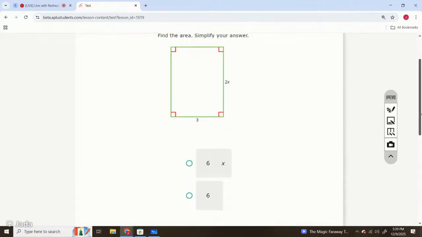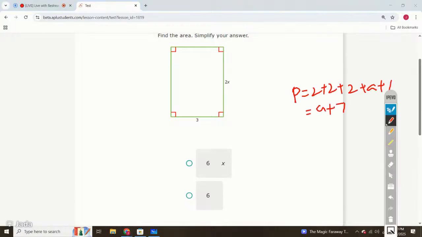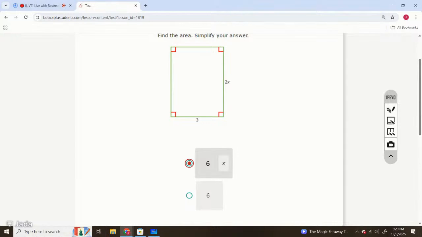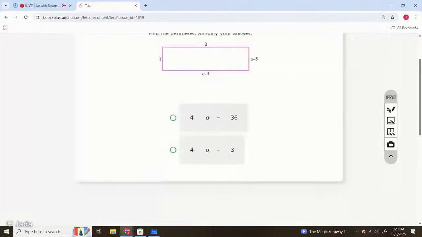Find the area. So we need to do length times width. We have to do 3 times 2. So 3 times 2 is 6. That is 6x. Option number 1 is the correct option.